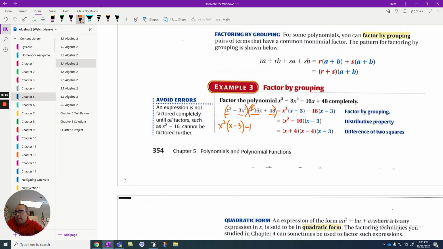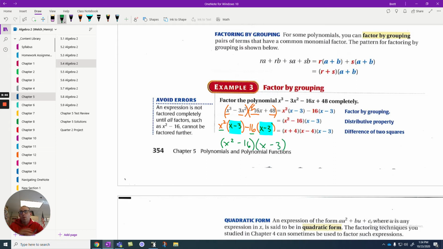So I'm going to pull a negative 16 out, and that will leave me with a positive x, but the 48 divided by a negative 16 should come out negative 3. Now you should be able to see that our 2 parentheses match, and that's perfect because that means that I can put my outside together as x squared minus 16, and I can put the inside as a single parentheses.